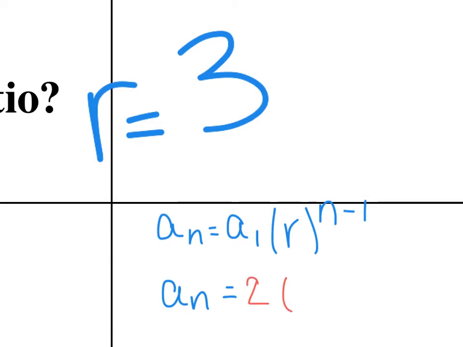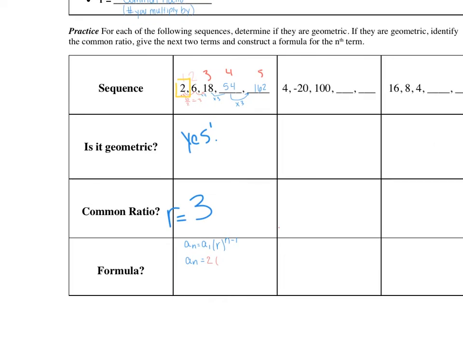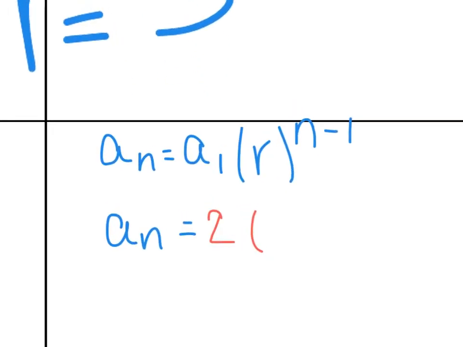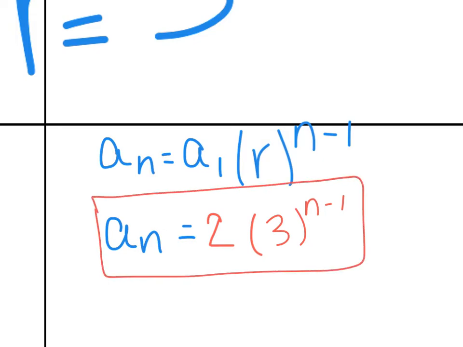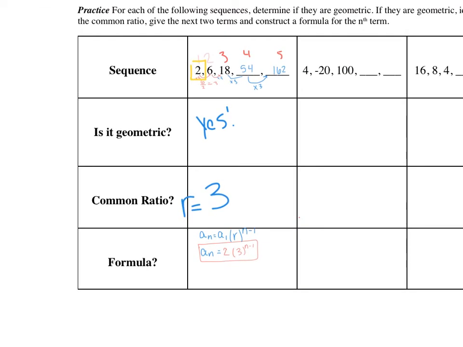I now ask myself, what did I multiply each time by? And I answered it before. I multiplied by a 3 each time. And then I raise it to the n minus 1. Winner, winner, chicken dinner, that is your final answer. My formula is a sub n equals 2 times 3 to the n minus 1. And yes, those parentheses are extremely necessary.